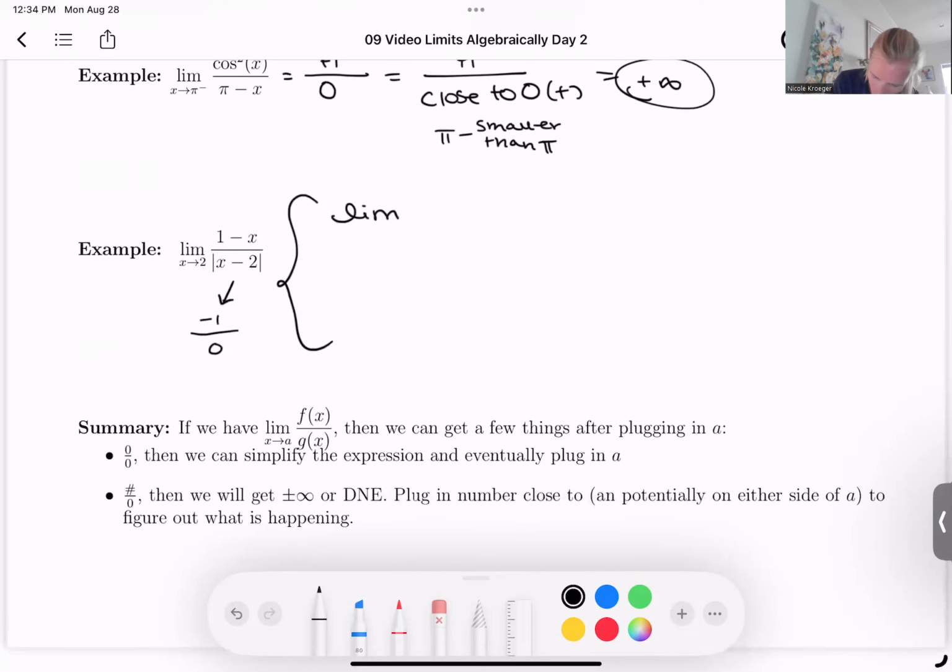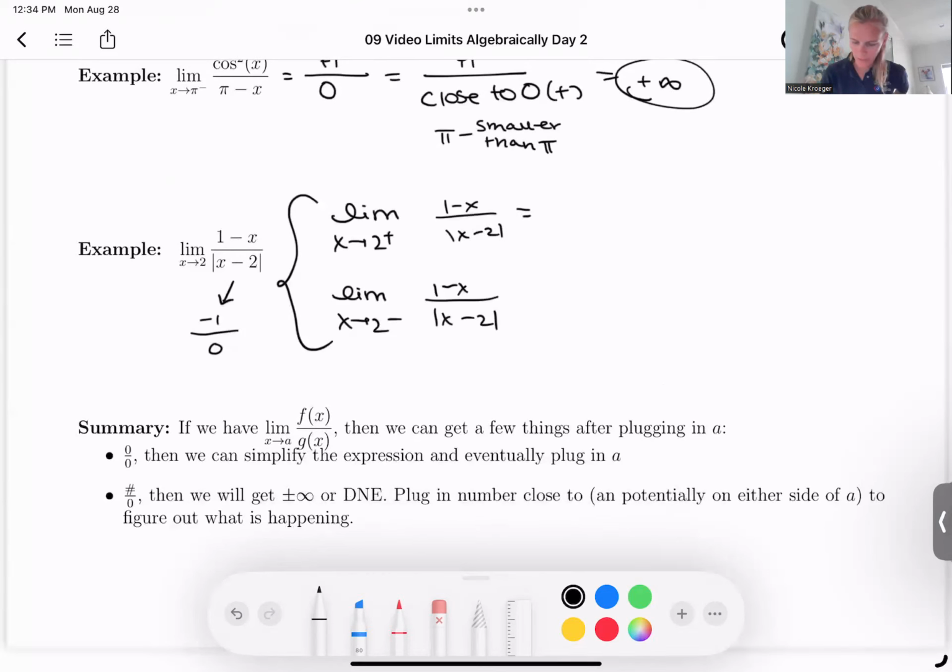So I'm going to look at my right hand limit and I'll look at my left hand limit. Since I'm plugging in numbers, I don't have to worry about the absolute value like I did last time. I can leave it as an absolute value. Okay, so I plug in a number a little bit bigger than 2. My numerator is still going to be close to -1. My denominator is going to be positive because of the absolute values. It's going to be close to 0.